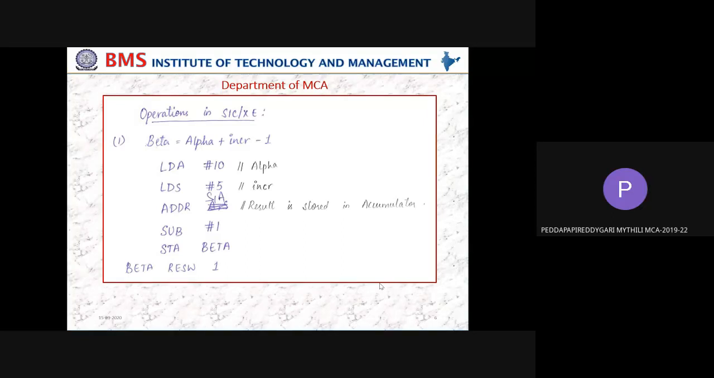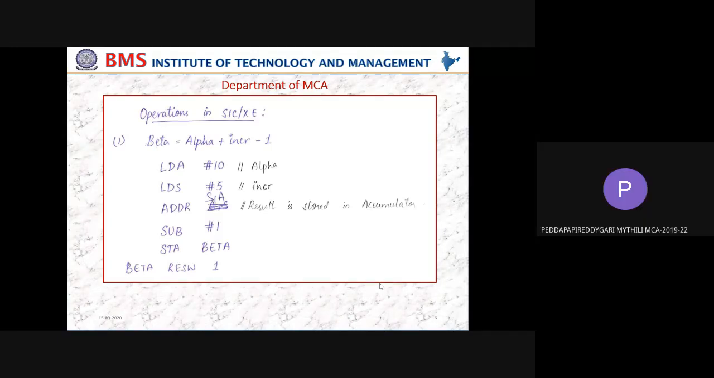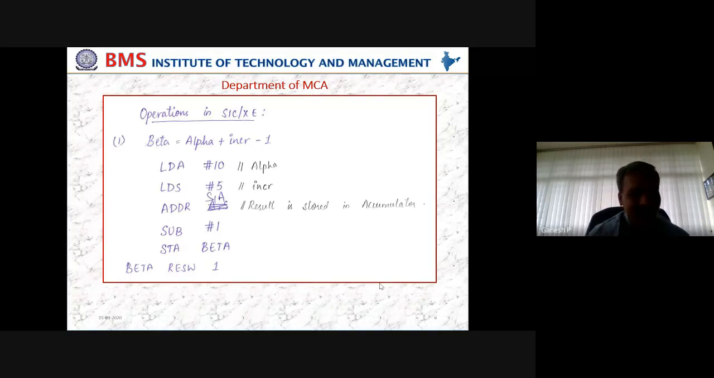So what is that last line? BETA RESW 1. In the previous example, did you use beta there? Yes, sir. What for? Beta is for storing. Beta is on the LHS, in the sense that it is a variable container. I compute something on the right hand side mathematically. Whatever result I get, I need to store someplace.